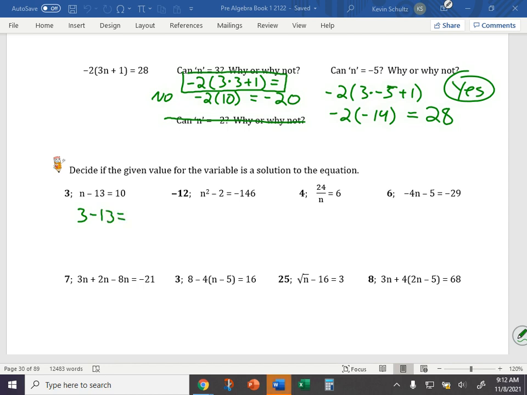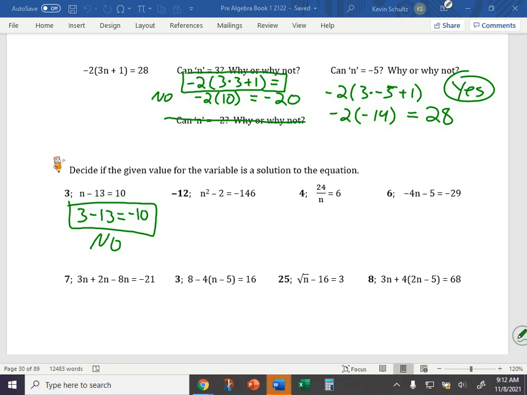What does 3 minus 13 equal? No. You fell into my trap. What's 3 minus 13? -10. Okay? Because these two things are different, right? What I wanted to know is, does 3 minus 13 equal 10? No, it equals -10. That's all the work that I need to see. But I need to see at least this step of you plugging that value in. Okay?